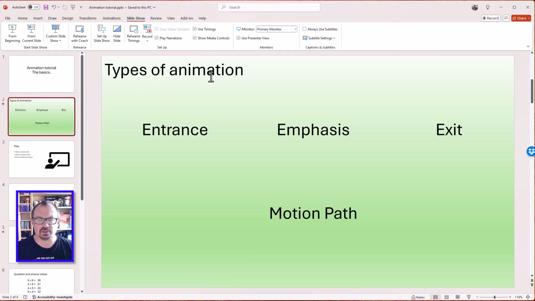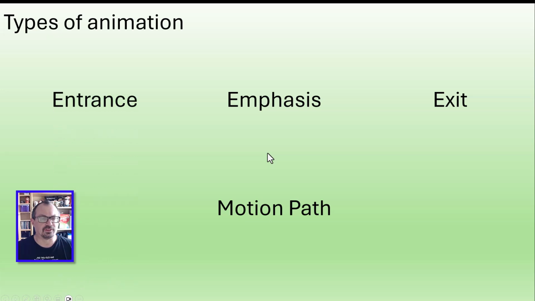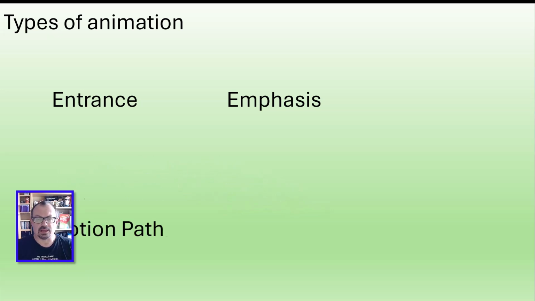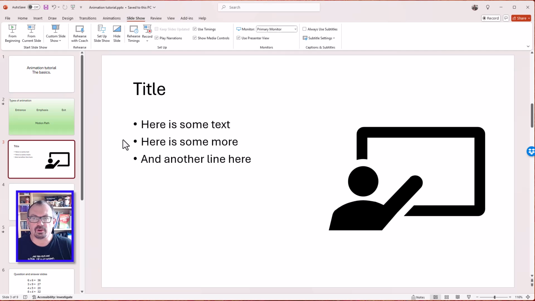I'll just switch into slideshow mode. So that's your entrance animation. Emphasis might wobble, might grow, might shrink, might do something else, and your exit animation is how it leaves the screen. And there's also the motion path, where you can control how the object moves on the screen. So I'll just go through the basics of setting up animation for starters.